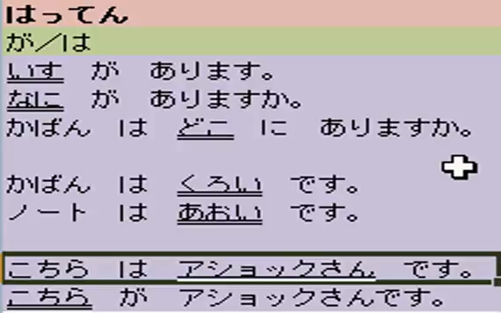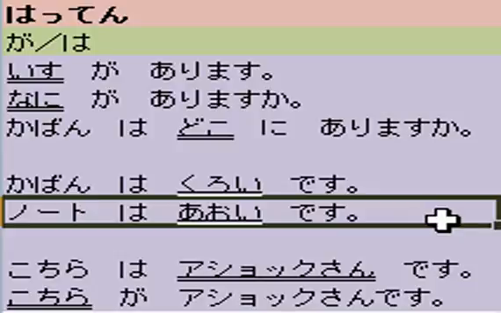So the next sentence is Kochira wa Ashok san desu. This is Mr. Ashok. Kochira ga Ashok san desu. This is Mr. Ashok. So there is a small trick between these two sentences. If you see the sentences here, in the first sentence, Ashok san is highlighted, but in the second sentence, Kochira is highlighted.